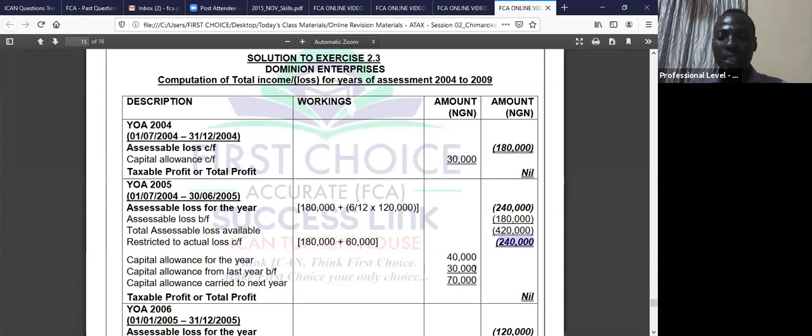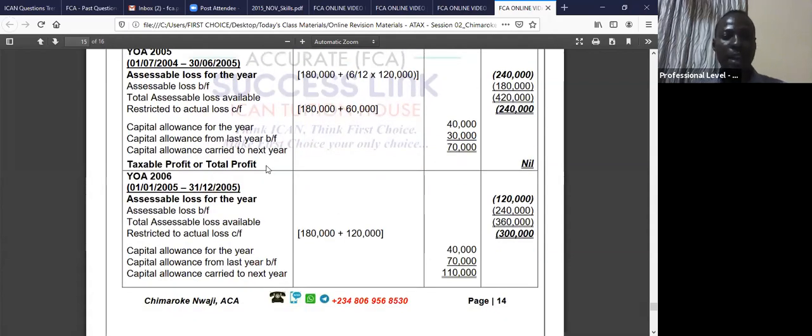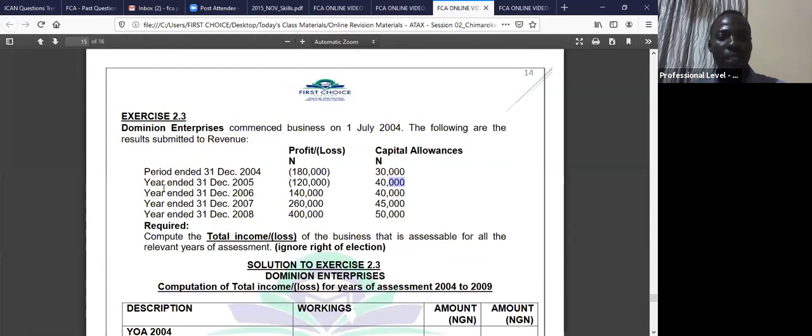So that's it. Now your capital allowance for the year is 40. Then you bring that of last year, 30. When you add it together, you have 70. Since we are looking at loss, your capital allowance cannot be relieved. So your taxable profit is nil because this is a loss. Taxable profit is nil. We go to the next year. Now the next year, look at our basis period, 1st January 2005 to 31st December 2005. It is going to still be from here. Year ended from January to May.